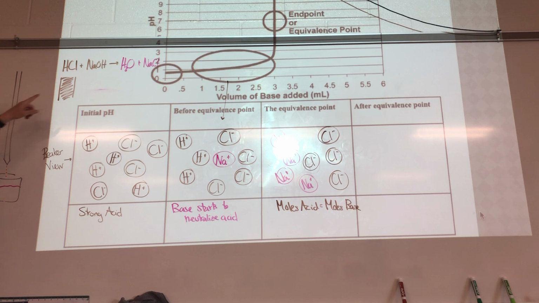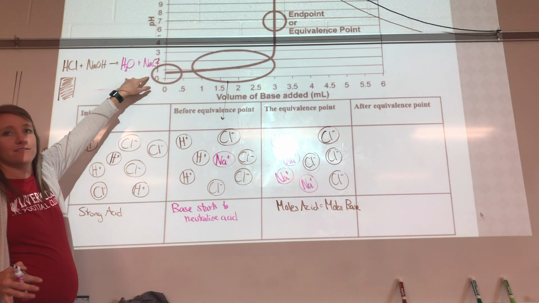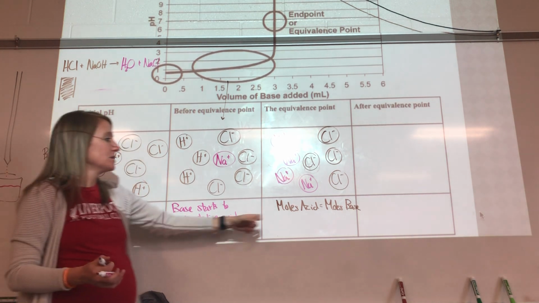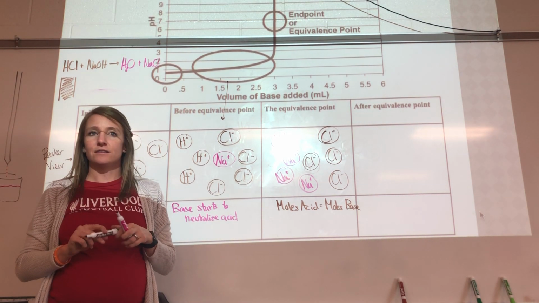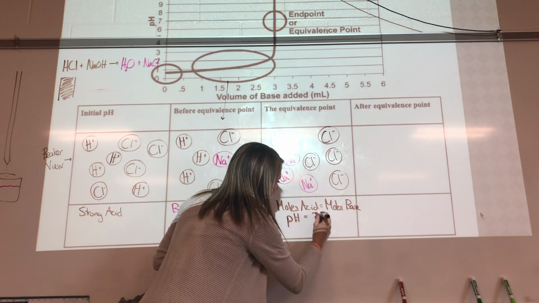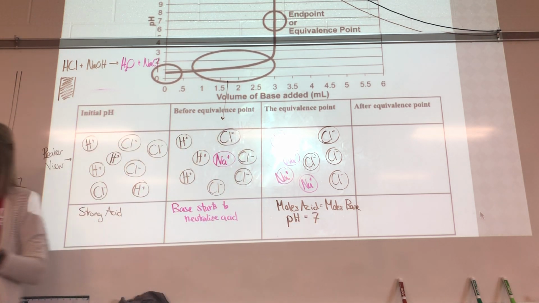Which means if I have equal of this to this, you don't have a limiting reactant, they're both limiting, so they're both gone, and you only have these two things floating around. Which means for a strong acid, strong base, what's my pH at this point? Exactly 7, yeah. So strong acid, strong bases always fall right at 7.